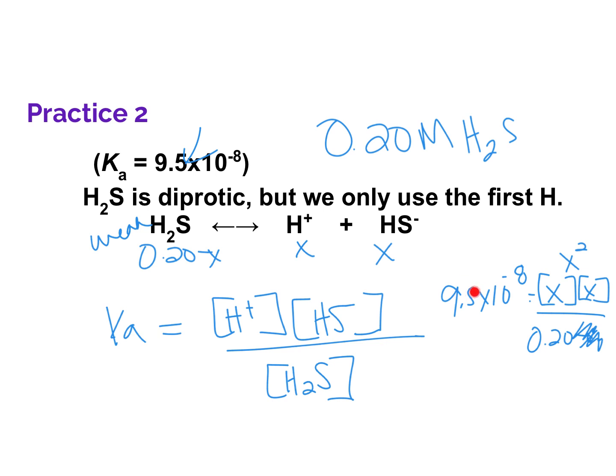Multiply the 9.8 times 10 to the negative 8 times 0.2, square root it, and when we do that, we should get our H plus concentration to be 1.4 times 10 to the negative 4th. That's molarity. If we did negative log of that, we could get our pH to be 3.9.